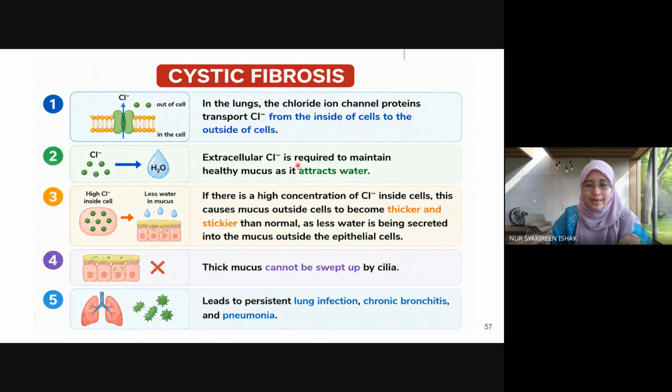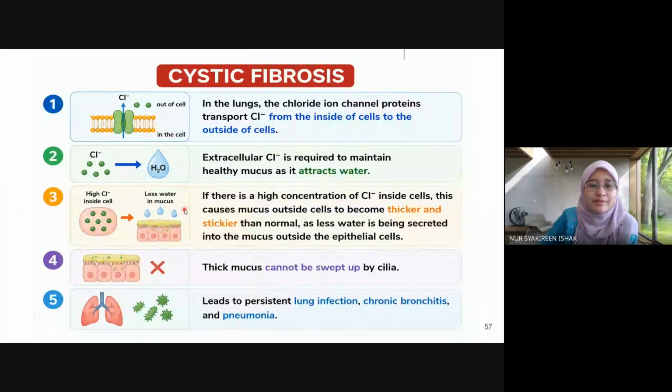So it does not become thick. Extracellular chloride is required to maintain healthy mucus as it attracts water. So the mucus produced will not become thick, it will be diluted. When it is thin, the mucus can be moved by the cilia.